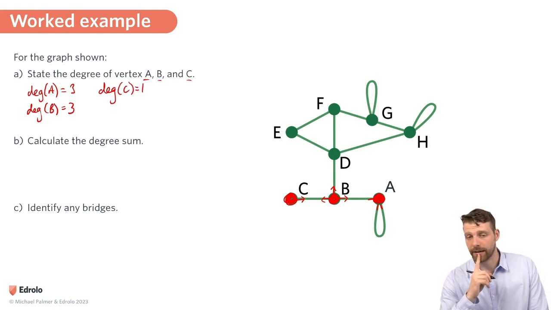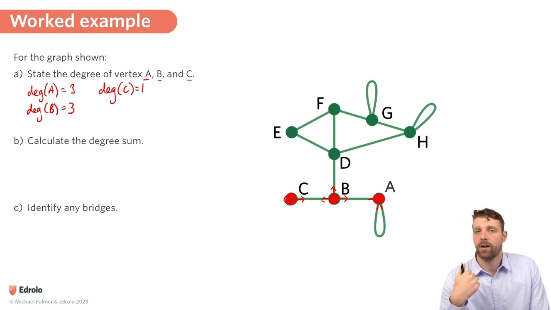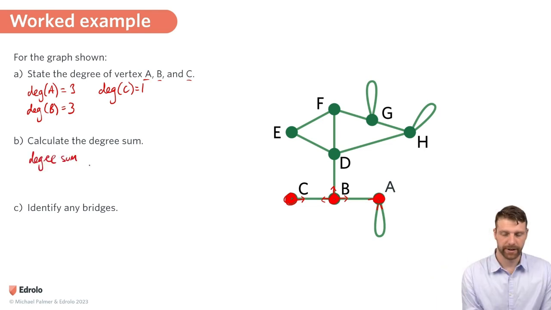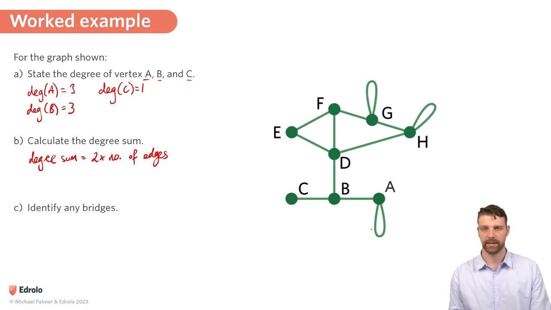Let's calculate the degree sum. And to do that, we need to work out either the number of edges or the degrees of all of those vertices. So what I'm going to do is find the number of edges and multiply it by 2. So the degree sum will be equal to 2 times the number of edges. Okay, we've cleaned up our diagram there, so let's count the edges.